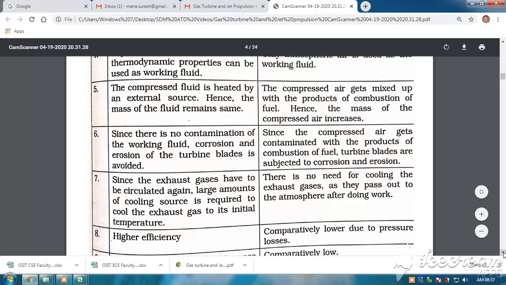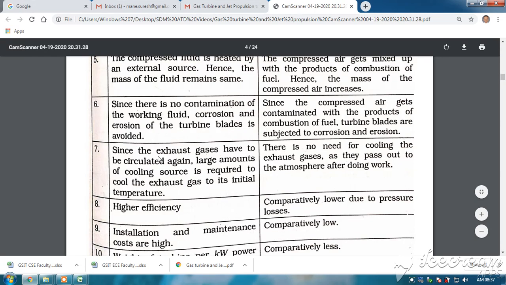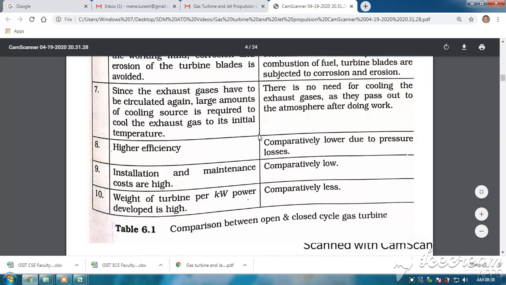Please understand, turbine blades are very expensive. In closed cycle, since the exhaust gases have to be circulated again, a large amount of cooling source is required to cool the exhaust gases to their initial temperature. In open cycle, there is no need for cooling as they pass out to the atmosphere. Closed cycle has higher efficiency, while open cycle has comparatively lower efficiency due to pressure losses. In closed cycle, installation and maintenance costs are very high; in open cycle, very low. In closed cycle, the weight of the turbine per kilowatt power developed is high.